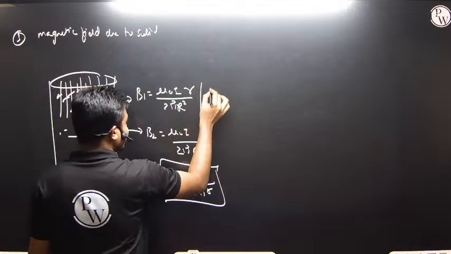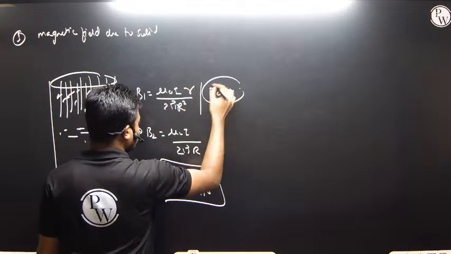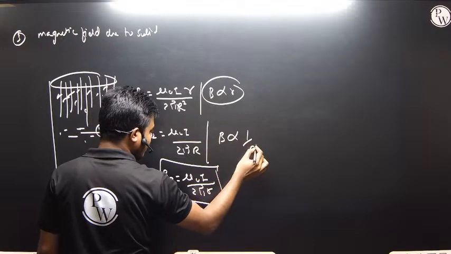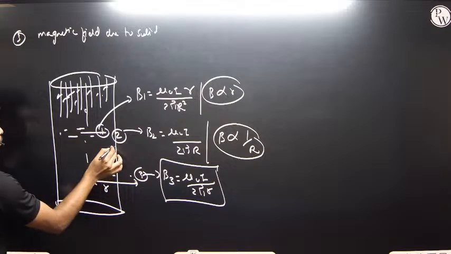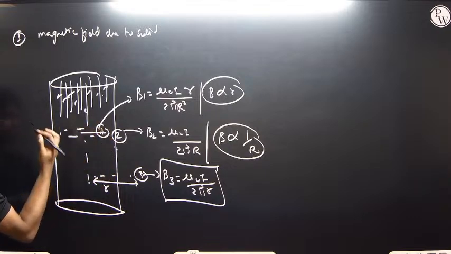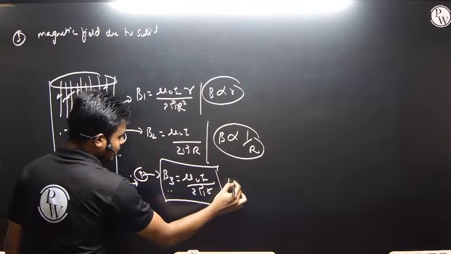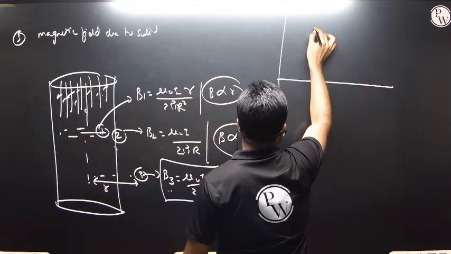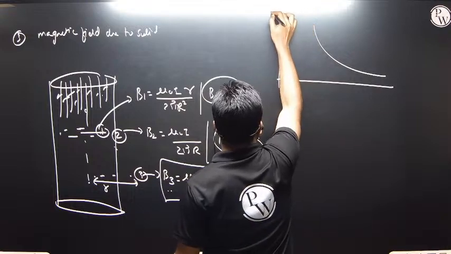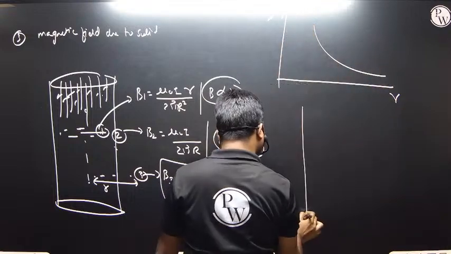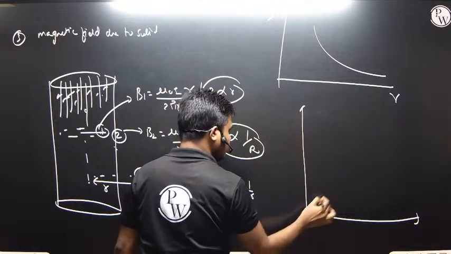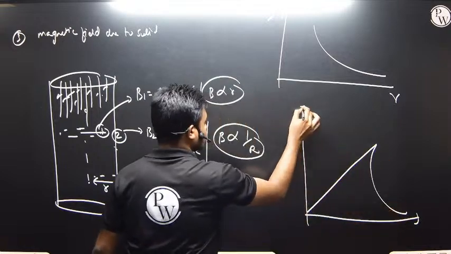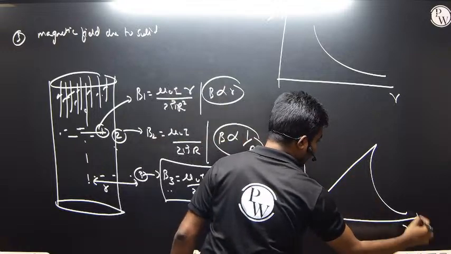So the magnetic field inside at any point is directly proportional to r. This value will be constant on the surface of this cylinder, and at an outside point, B is inversely proportional to r. So let's talk about the graph. This particular graph is for the hollow cylinder, B versus r, and this graph will be for the solid cylinder. So this is B versus small r. Clear?